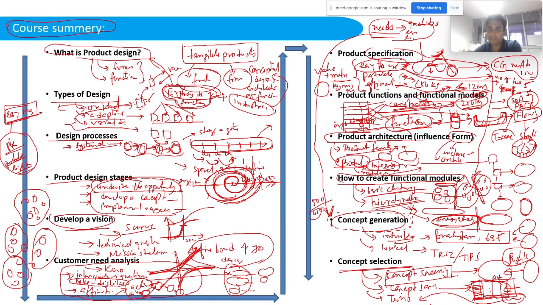Okay, so that's the end of today's class, and the end of this particular course also. These are all the various topic areas. I just tried to brief them in a short amount of time. If you have any doubts, please feel free to ask.